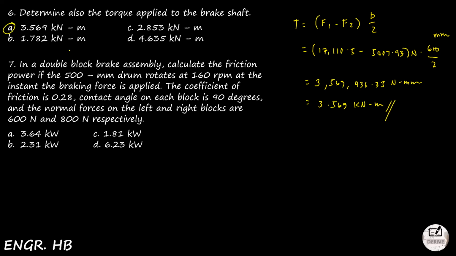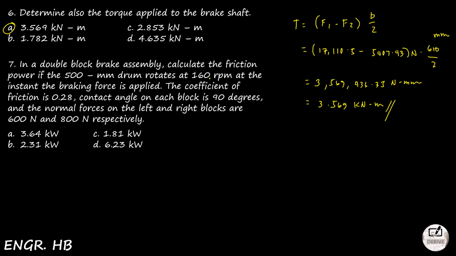Okay, lastly, double block naman tayo. Na double block brake assembly, calculate the friction power of the 500 mm drum rotates at 160 RPM at the instant the braking force is applied. The coefficient of friction is 0.28, contact angle on each block is 90 degrees, and the normal forces on the left and the right blocks are 600 Newton and 800 Newton respectively.